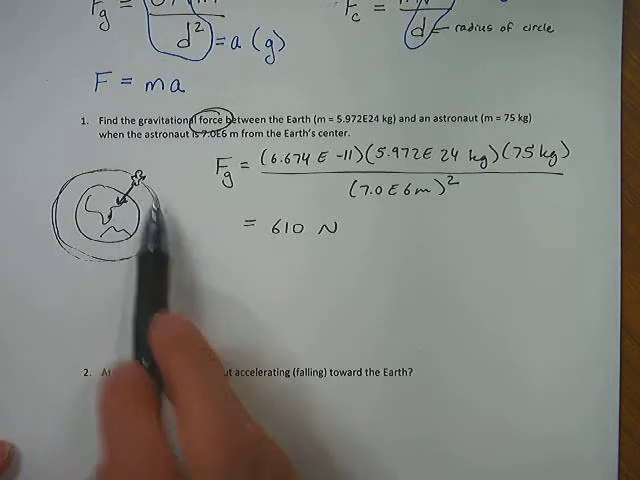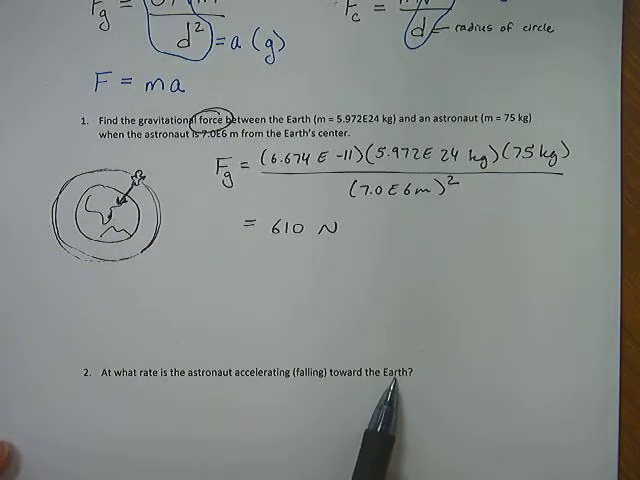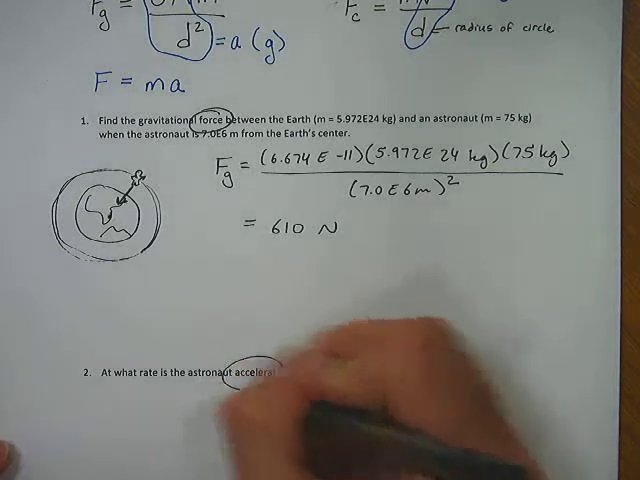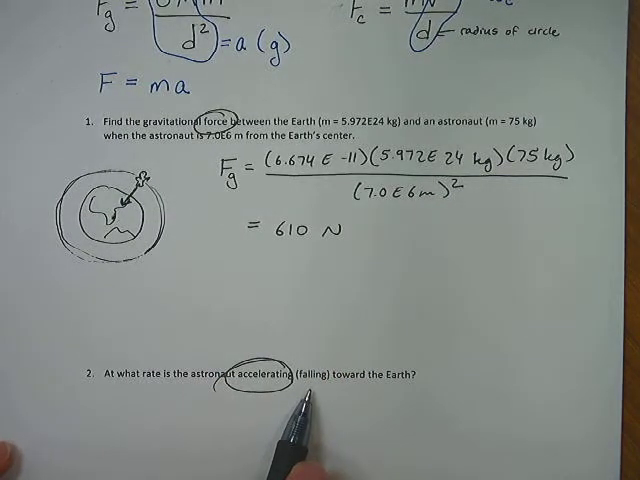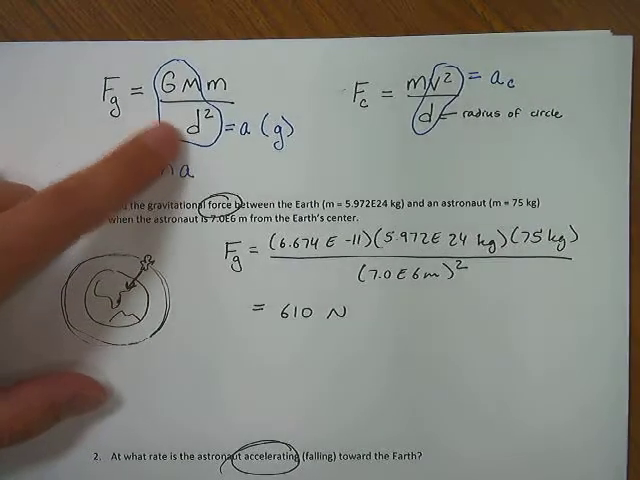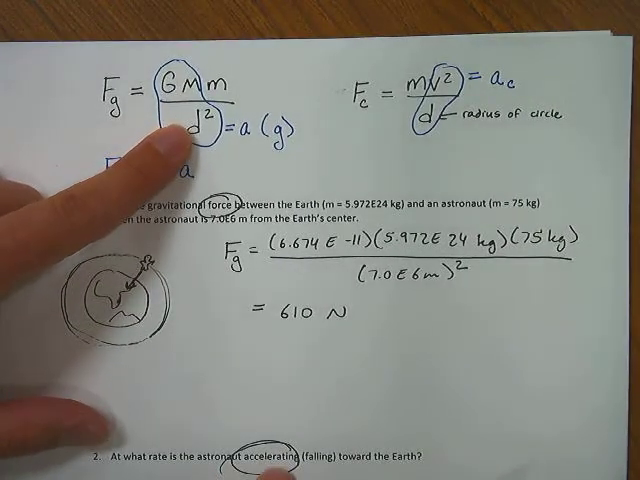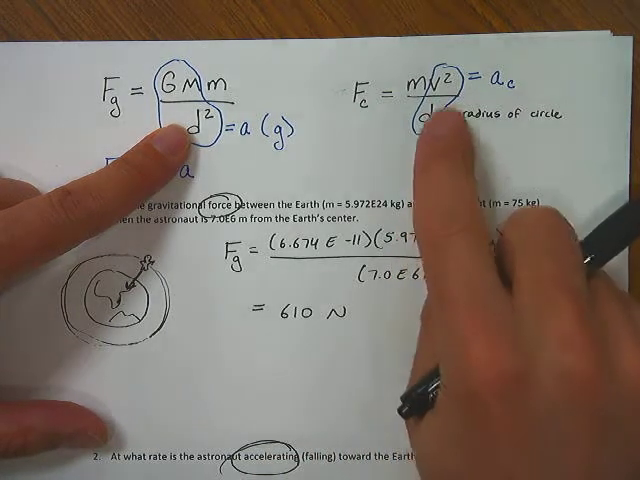At what rate is the astronaut accelerating or falling towards the Earth? Everything in orbit around the Earth is accelerating towards the Earth. In other words, falling towards the Earth. When you read this, the word accelerating should tell you that we're looking for A, not F, but A. Okay? Is this acceleration due to gravity? And the answer is yes.